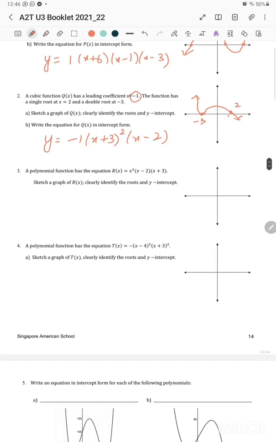The polynomial function has this equation. Sketch the graph of r of x clearly and identify the roots and y-intercepts. So for the y-intercept, put x = 0, y is equal to 0. So x is equal to 0 and y is equal to 0. x is equal to plus 2, 1, 2 and minus 3, -1, -3.